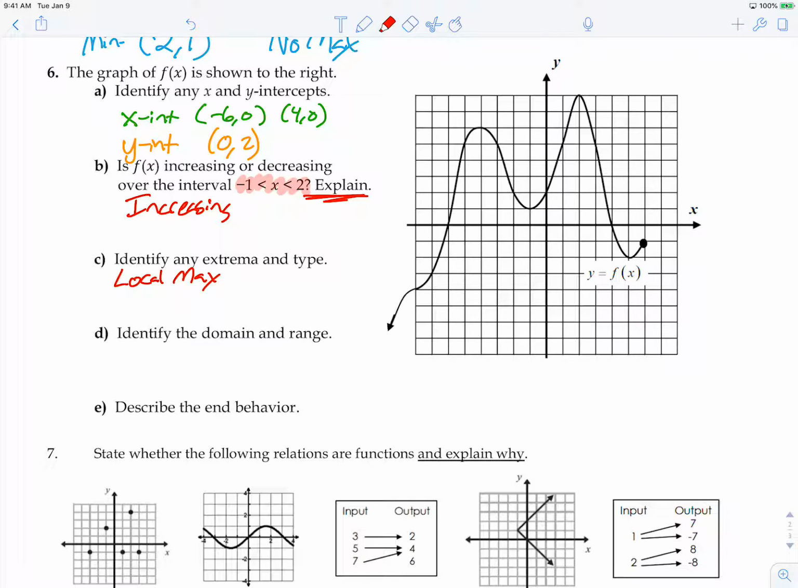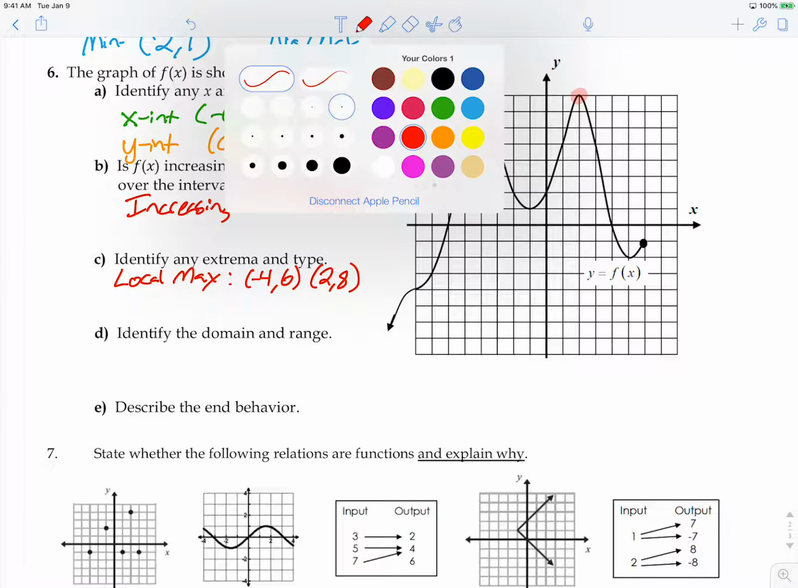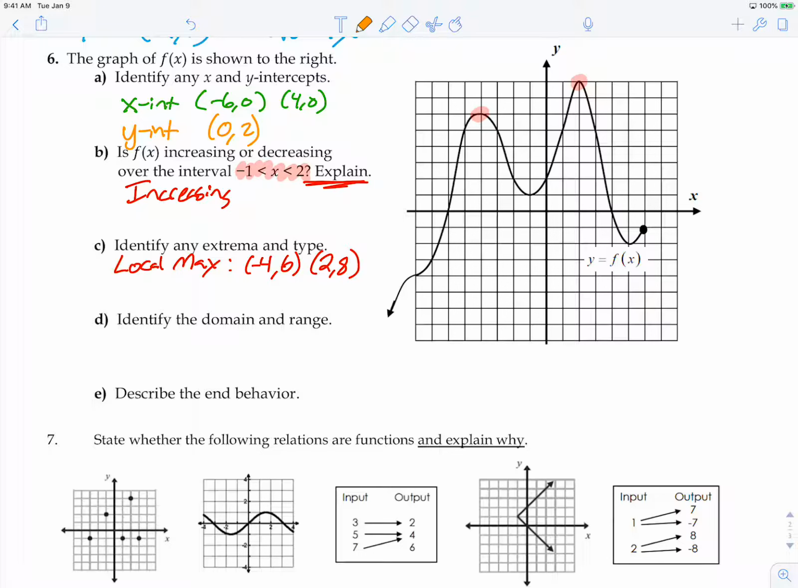Okay, for the extrema, the local maxes are the tops of the hills. So if we're looking at the top of the hill, it's going to be those two parts right there. Those local maxes are at negative 4, 6 and 2, 8. Now, the coordinate of 2, 8 is also the absolute max because it is the very tallest that graph ever gets.